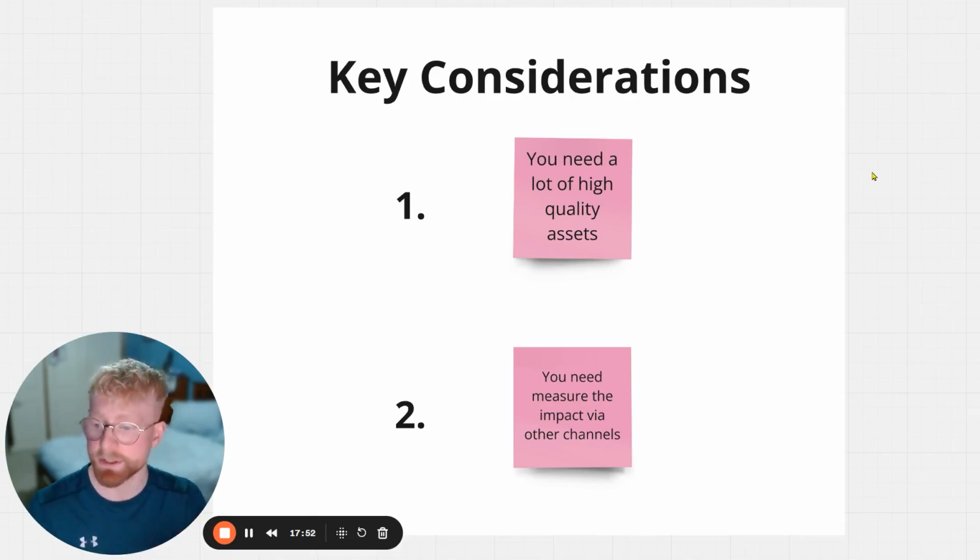The second consideration, which is also very important, is you need to measure the impact that this strategy is having via other channels. I'm going to get into an example of how I did this, but just understand this one fundamental concept: a lot of the conversions that you're going to get through YouTube ads are going to be view through, okay? I don't know about you, but I've never clicked on a YouTube ad in my life. And that's just the reality of YouTube ads.